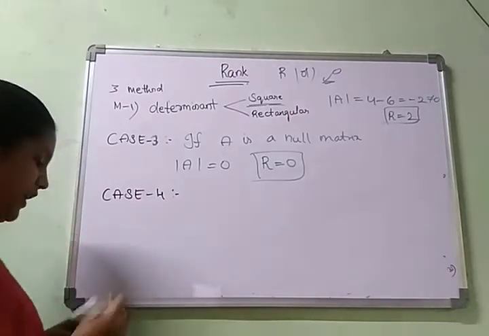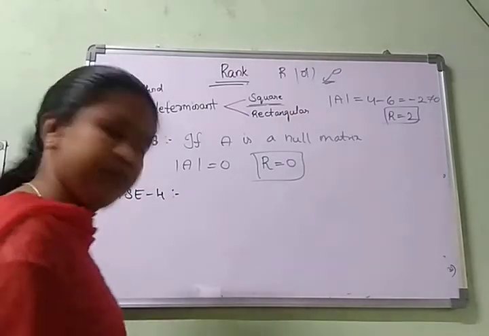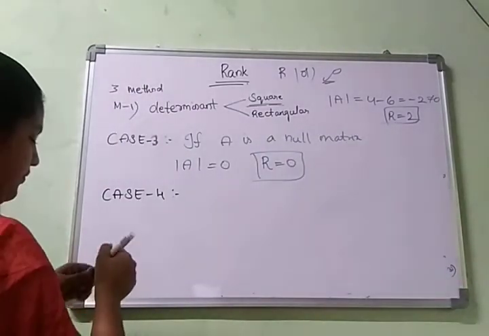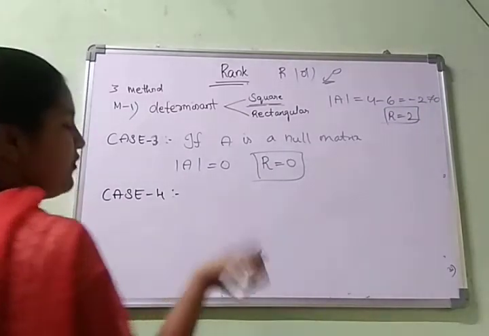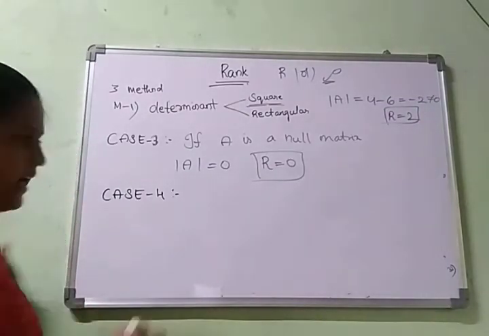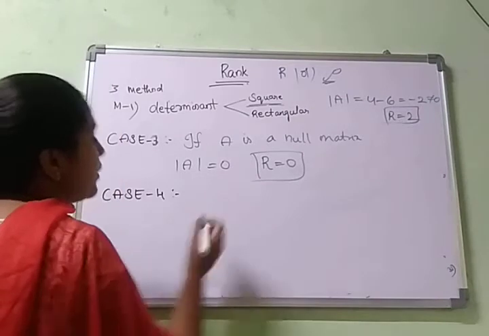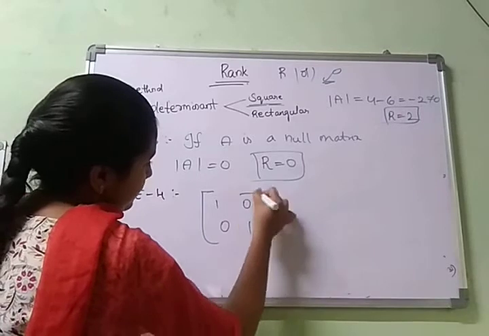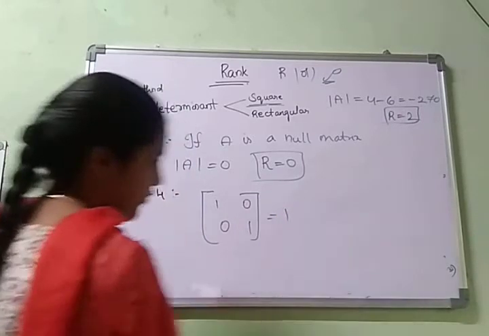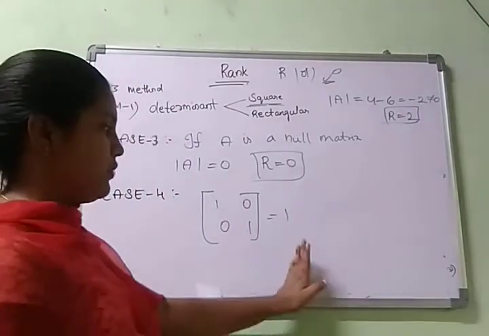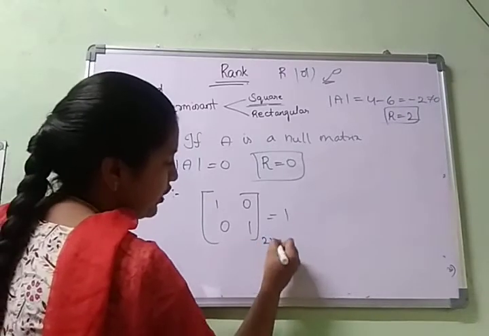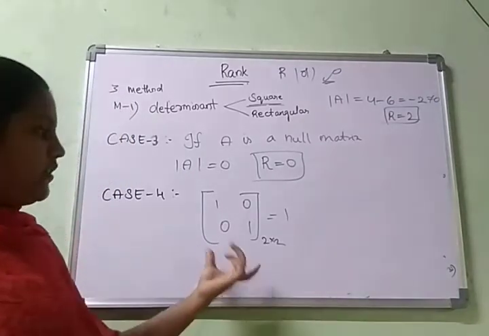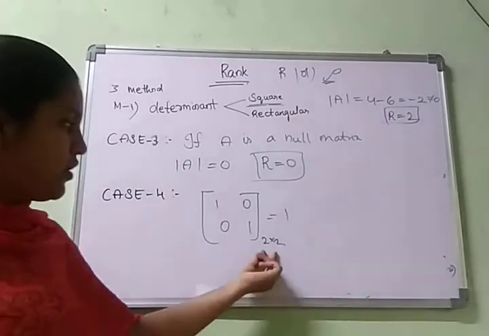Case 4. Think what will be case 4. Okay, case 4. In a 2 into 2 matrix, before this we have discussed a 3 into 3 matrix, right? Suppose the matrix is 1 0 0 1. Here we are getting the det as 1, right? So here det is 1. Therefore, it is a 2 into 2 matrix. What I said: if the det is not equal to 0, then the rank of the matrix will be equal to n. So here 2.